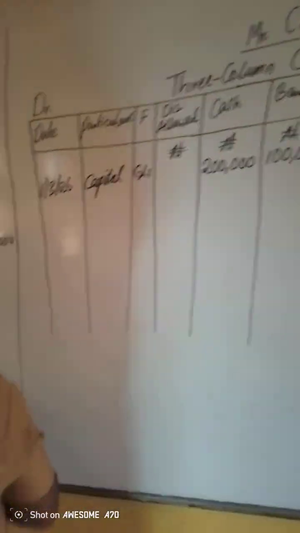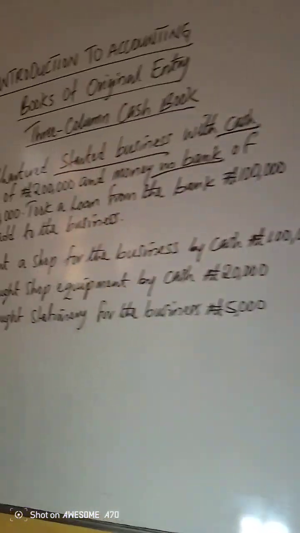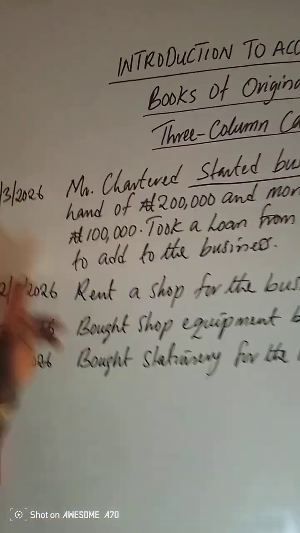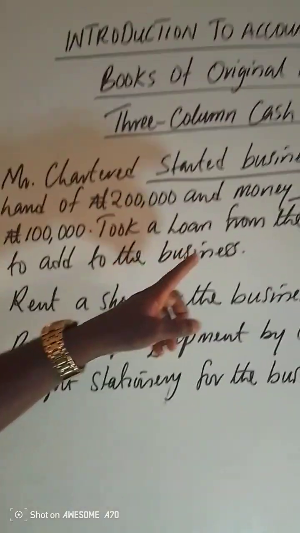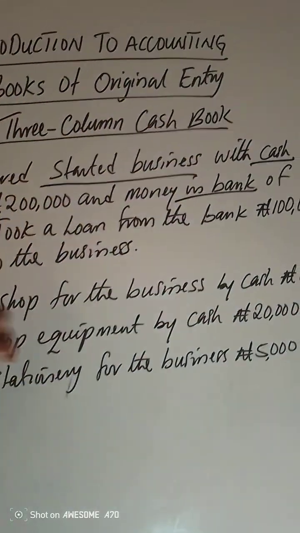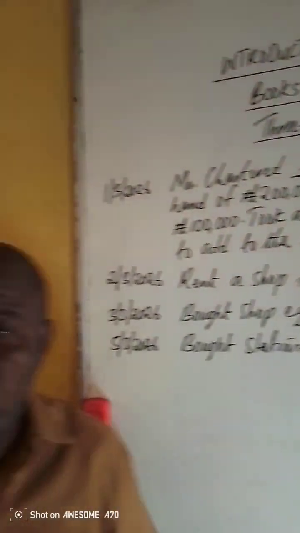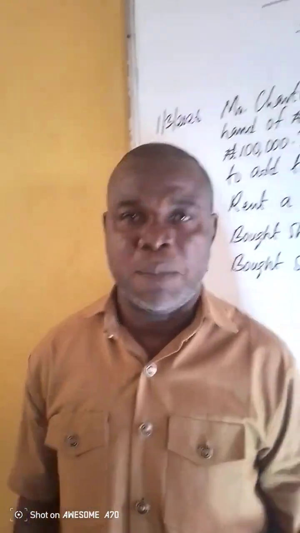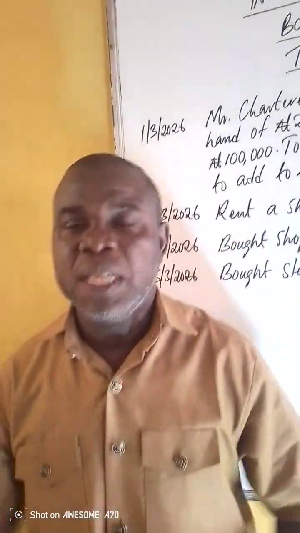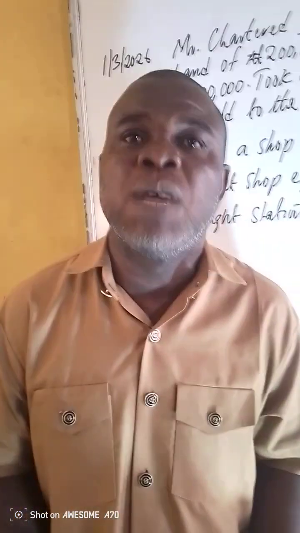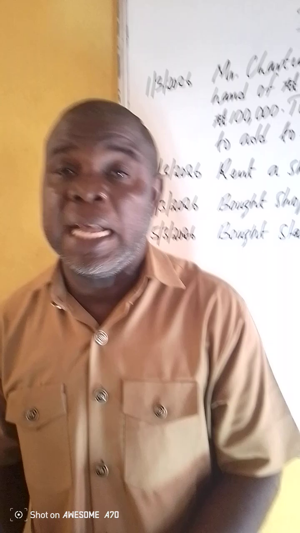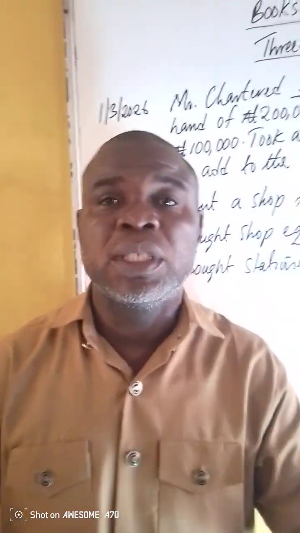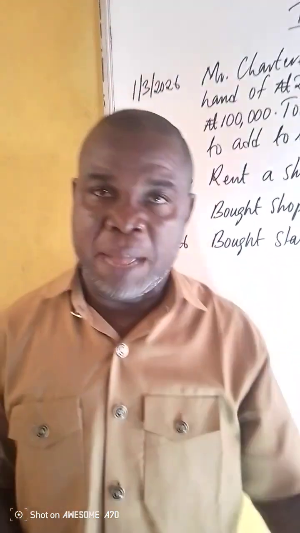Then let's come back to where we are saying that on that same day, he took a loan from the bank, 100,000, to add into the business. Most learners are confused. They might feel that the loan here is capital. Loan is not capital. The loan is a liability. The capital that the owner used in starting the business was by way of cash and money in the bank. So taking a loan becomes a liability.